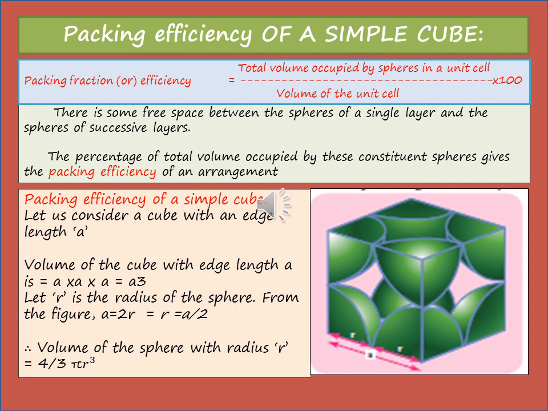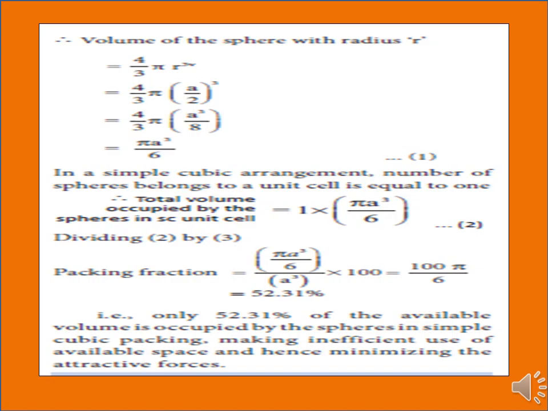And also we know that the volume of the sphere with radius r is equal to 4 by 3 pi r cube. We know the radius to be a by 2. In the place of r, we are substituting a by 2, the whole cube. It will become a cube by 8. So 4 by 3 pi a cube by 8. When you cancel, you will get the value as pi a cube by 6.